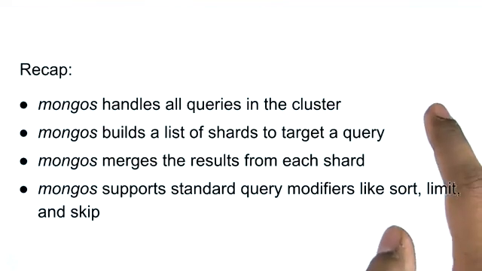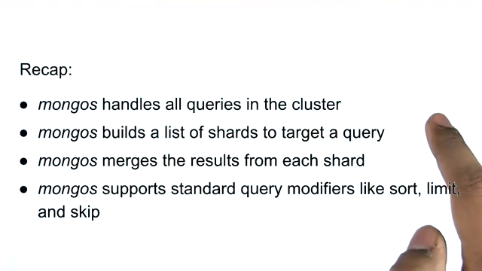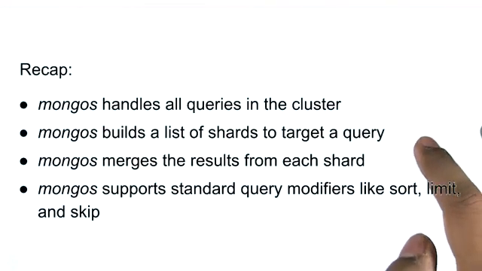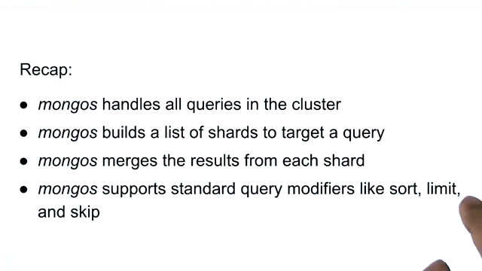To recap, the MongoS handles all queries in a sharded cluster. For any given query, it builds a list of shards to target the query to and merges the results. It can also handle query modifiers such as sort, limit, and skip.